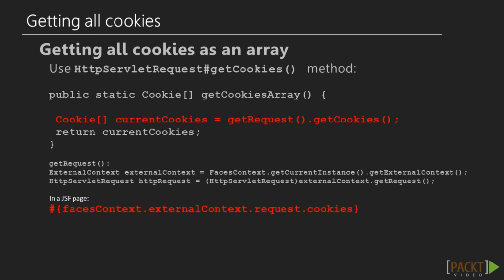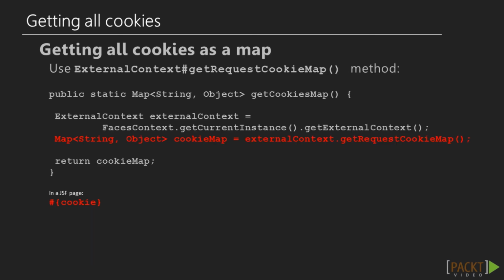In order to get all the available cookies, we can use at least two approaches. One of these two approaches consists in calling the HttpServletRequest getCookies method. In a JSF page, we can chain several artifacts into a value expression and obtain the same result. Another approach consists in using the ExternalContext getRequestCookieMap.